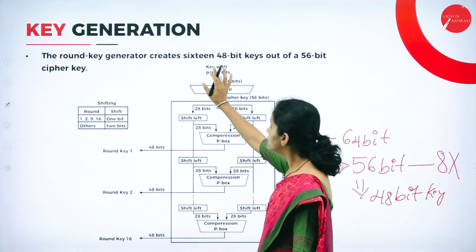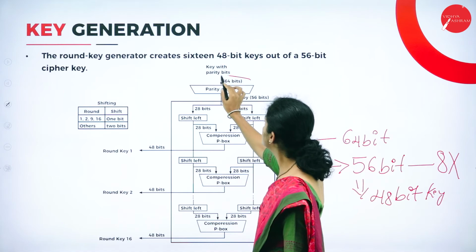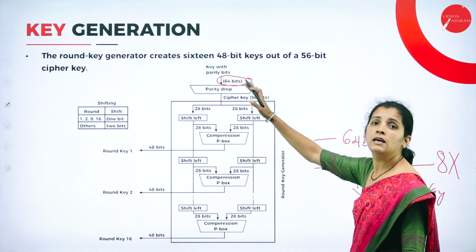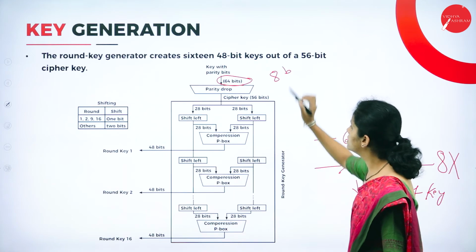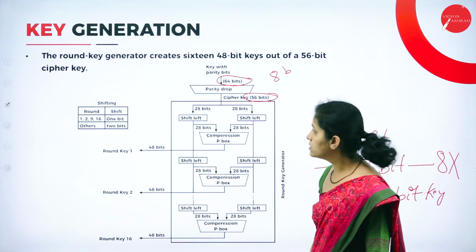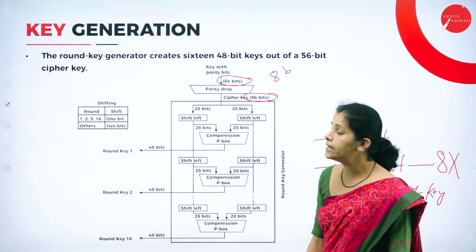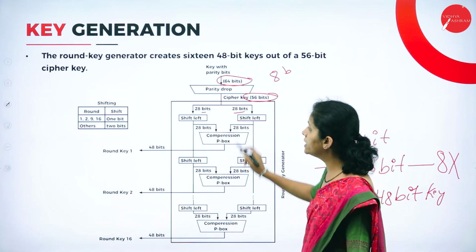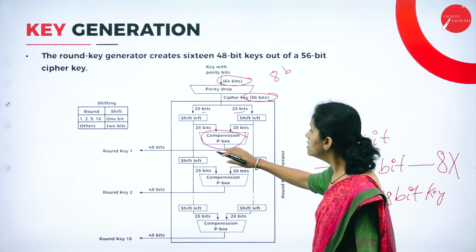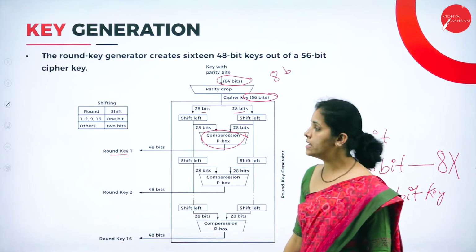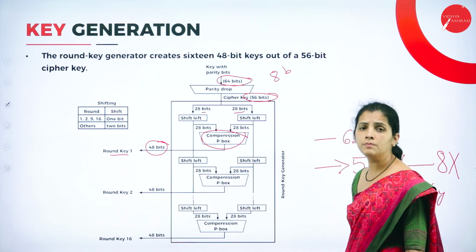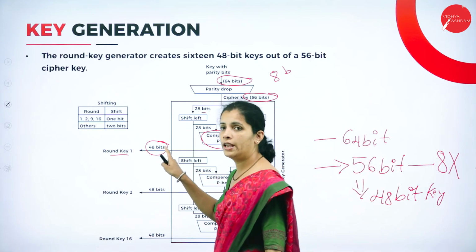And if I consider this diagram, see here, I'm going to have the 64 bits. That is given to the parity drop, and it's going to drop the last 8 bits. So after dropping the last 8 bits, I'm going to get only 56 bits. This 56 bits is once again divided into 28 bits as well as 28 bits. Now here I'm going to perform the permutation box, and this is the first round key. So what is the key length here? It is 48. That means after performing the compression permutation box, I'm going to get a 48-bit key.